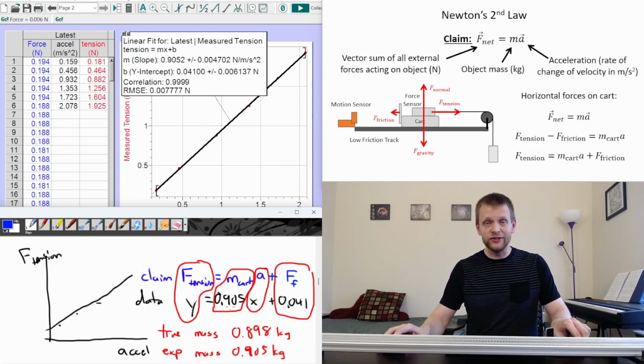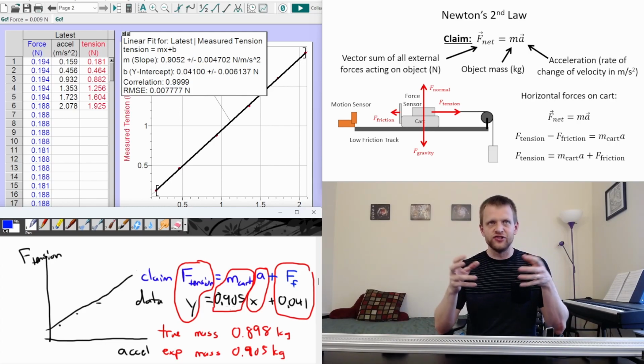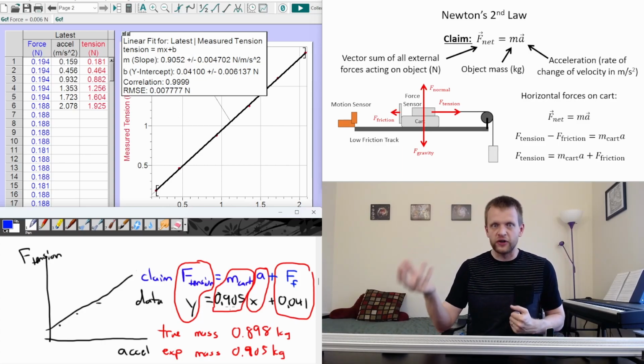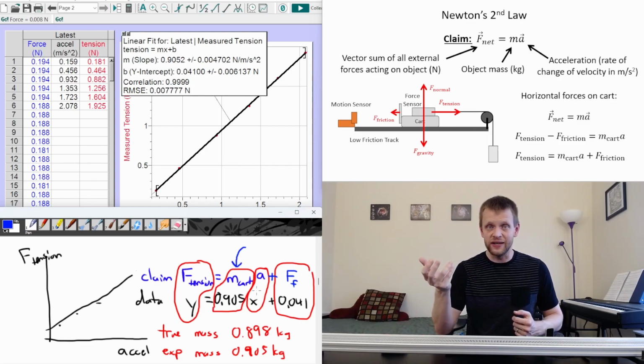In a lot of intro physics labs, whenever students are asked what are some sources of error, friction is always going to be the scapegoat. In a lot of experiments, students will just say, oh, there's friction acting on this system and we didn't take that into account. Well, in this case, as far as measuring the mass of the cart is concerned from this data, the friction doesn't actually affect that.